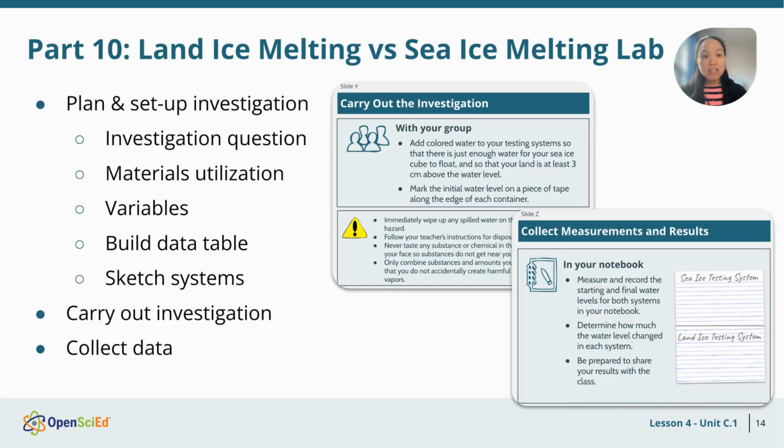In part 10, the land ice melting versus sea ice melting lab is the second lab in this unit. Unlike the carbon dioxide lab, a step-by-step procedure is not provided to students for this lab. However, the process is scaffolded, and students then use the scaffold to plan and conduct the lab with their lab group. To give students more thinking time, I usually motivate the lab in the class session before the lab is conducted and provide the slides that scaffold the thinking process to students to look over before class.